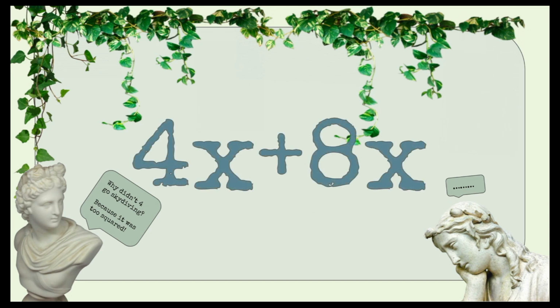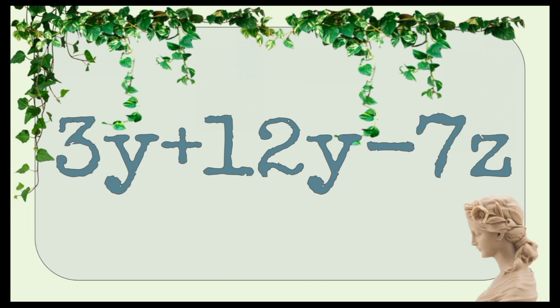This is the polynomial 4x plus 8x. We can see that these are like terms because both of the terms have x raised to the first degree. To combine these terms, you would add their coefficients, in this case 4 and 8 together. When this polynomial is simplified, it becomes 12x.